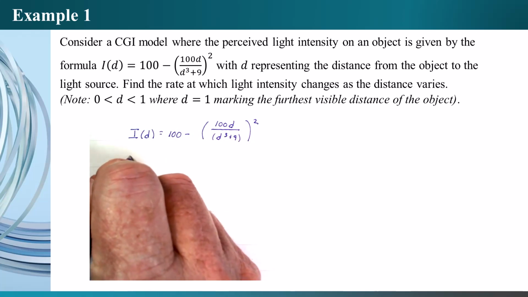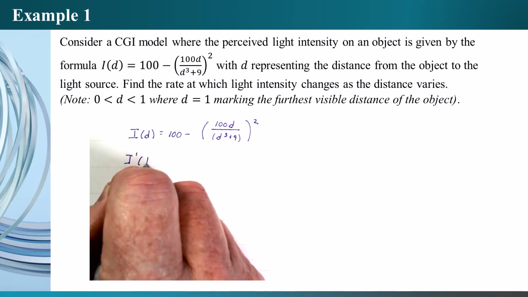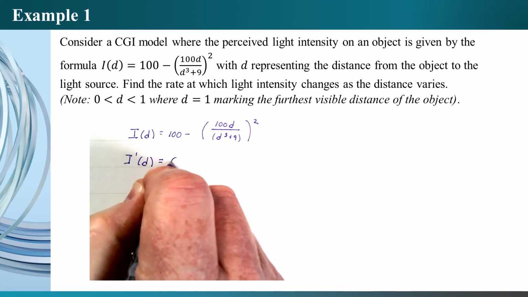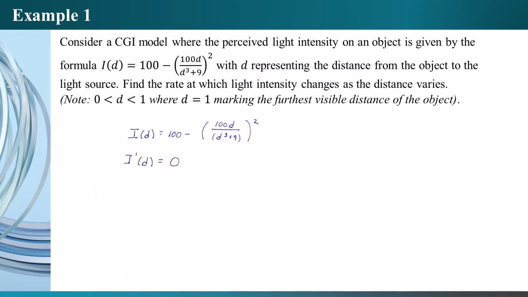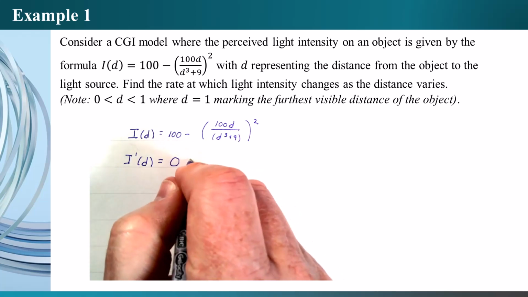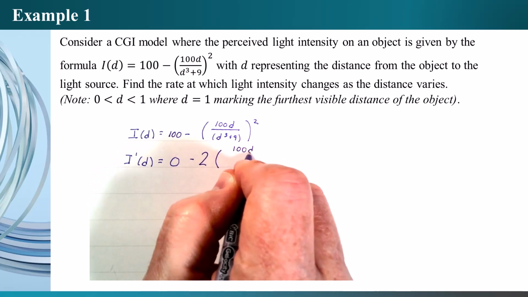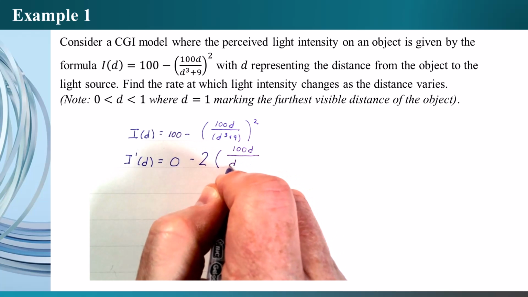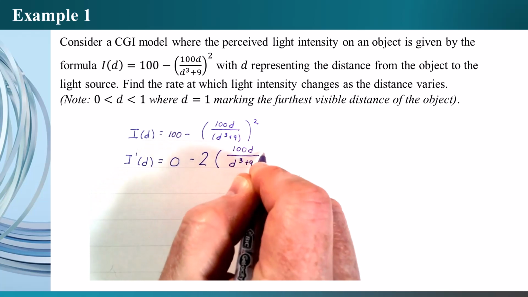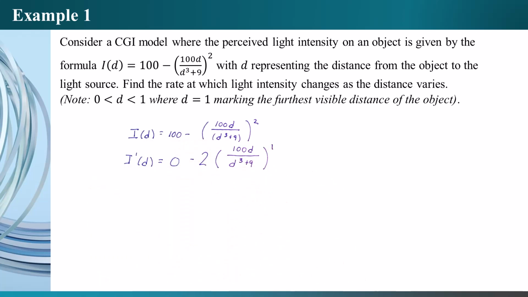Now we're asked to find the rate at which the light intensity changes, which is just the derivative. So we have I prime of d is equal to 0, the derivative of 100 is 0. And now when we look at the second term, we see that we have a function inside of a function. And so we're going to use the chain rule here. The derivative of the outside function is negative 2 times, and we just write down what's on the inside here. And we subtract the exponent by 1. So that's the derivative of the outside. Now we multiply by the derivative of the inside.